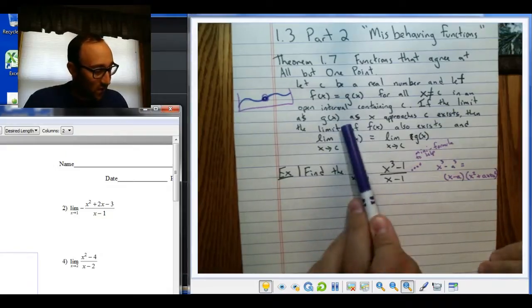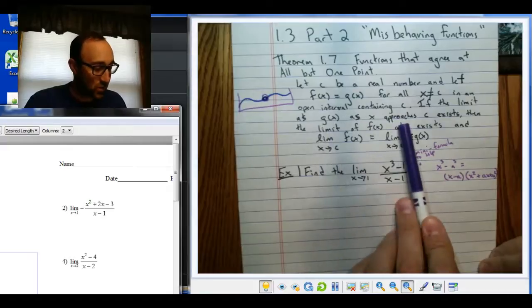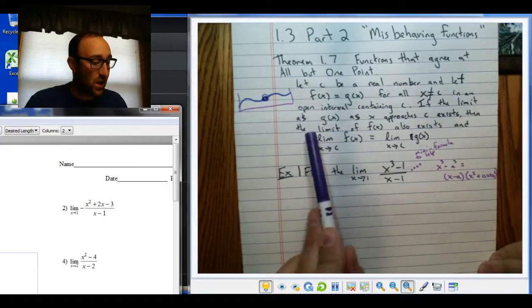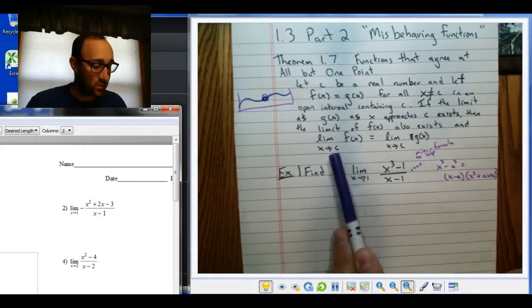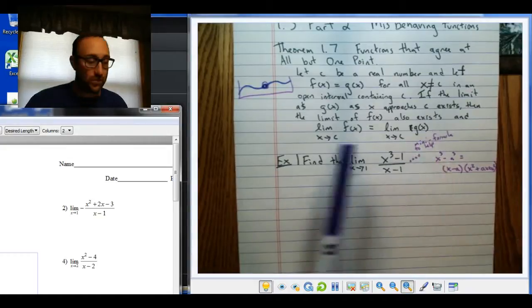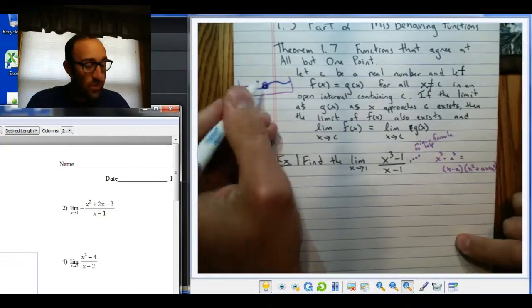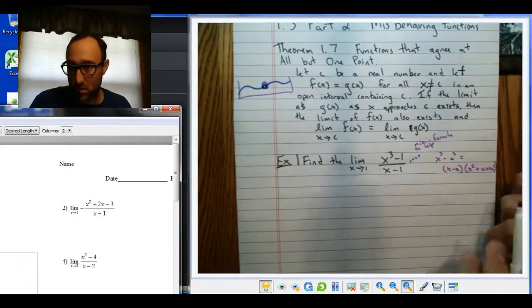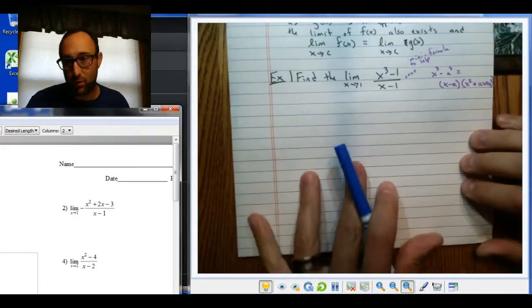If the limit of g of x as x approaches c exists, then the limit of f of x also exists, and the limit as x approaches c of f of x is the same as the limit as x approaches c of g of x. So as long as one of them has a limit that goes to here, then the other one has a limit that goes to there. So it's pretty handy. Okay, so here's an example of why this all works.